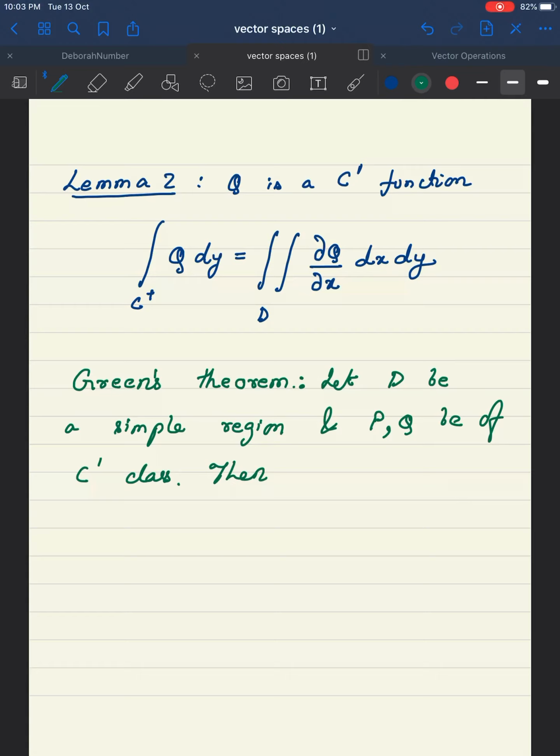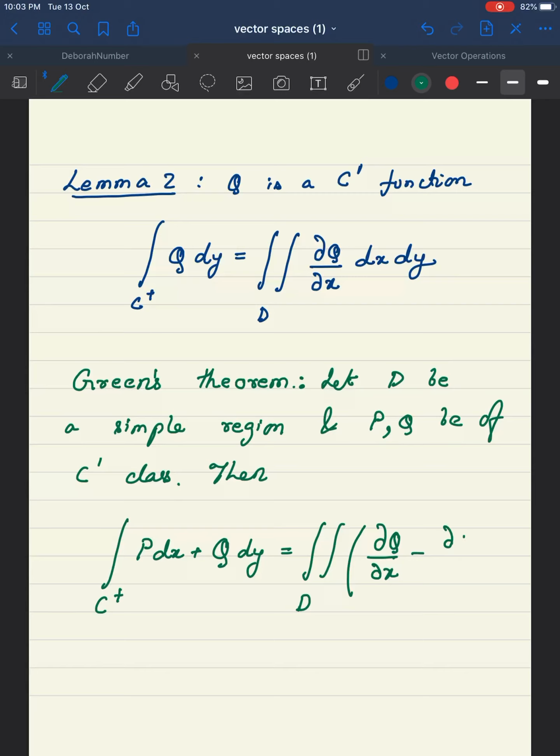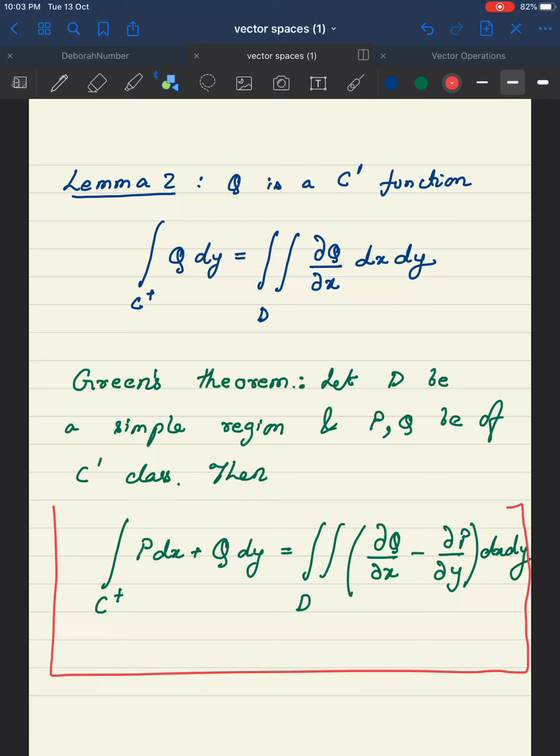Then the following result holds, and that result is the integral of P dx plus Q dy equal to the integral over the entire domain of del Q del x minus del P del y dx dy. Great. So this becomes the important theorem, and you can sort of see why it is so important.